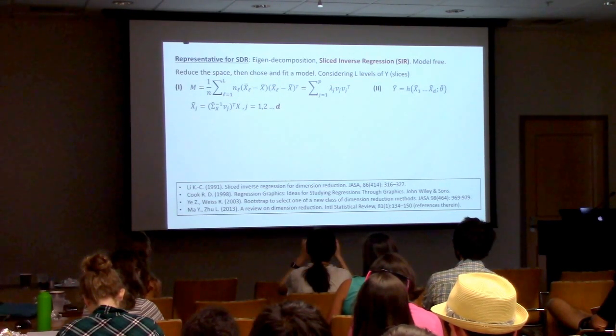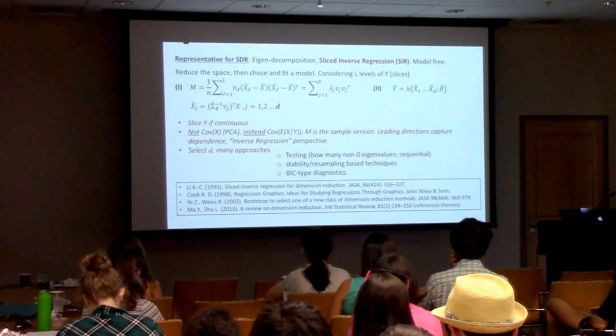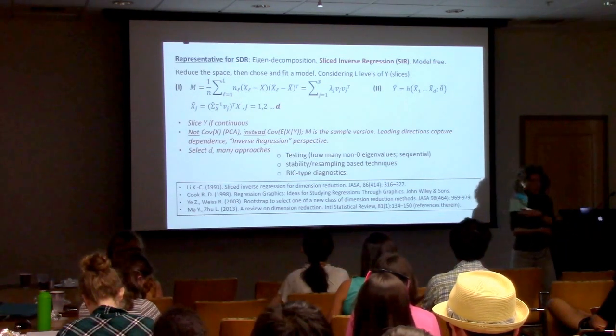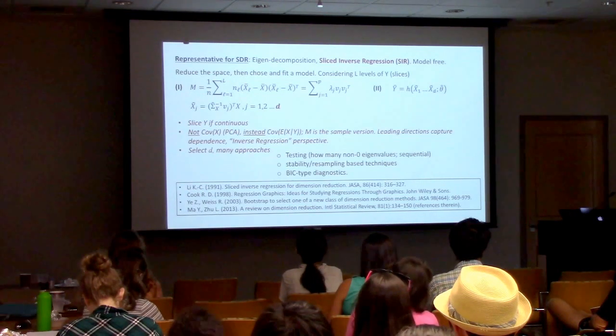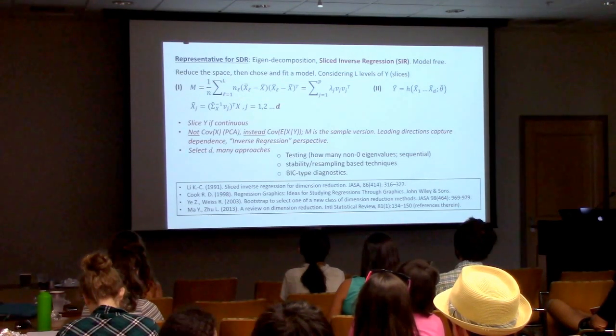Why is it called slice? Because if y is continuous, you slice the y. Why is it called inverse regression? Because you're swapping roles here. The real regression that you're interested in is the one of y on the x's, but you're actually looking at how x varies as y varies. That's why it's called inverse regression.